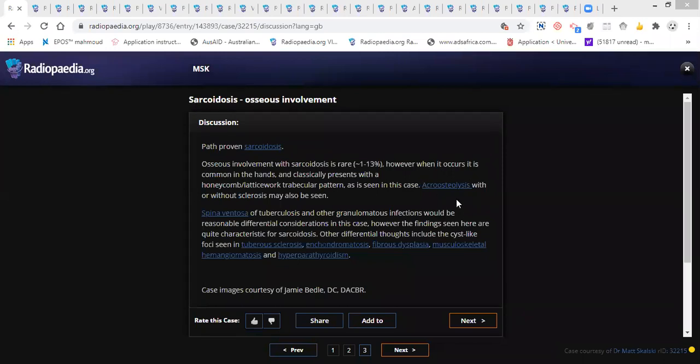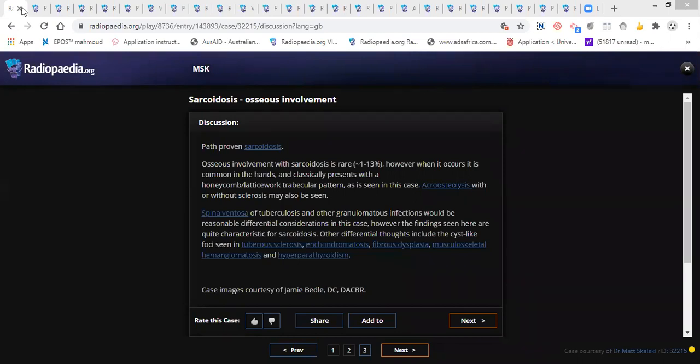Maybe sometimes acro-osteolysis, so it is included in the differential of acro-osteolysis again. As Dr. Marwa gave us this differential, spina ventosa of TB and other granulomatous infection would be a good differential. Cyst-like appearance, you put tuberous sclerosis, enchondromatosis and fibrous dysplasia, and any hemangiomatosis and hyperparathyroidism. At least if you mention hyperparathyroidism and enchondromatosis with fibrous dysplasia, I think it's very nice.